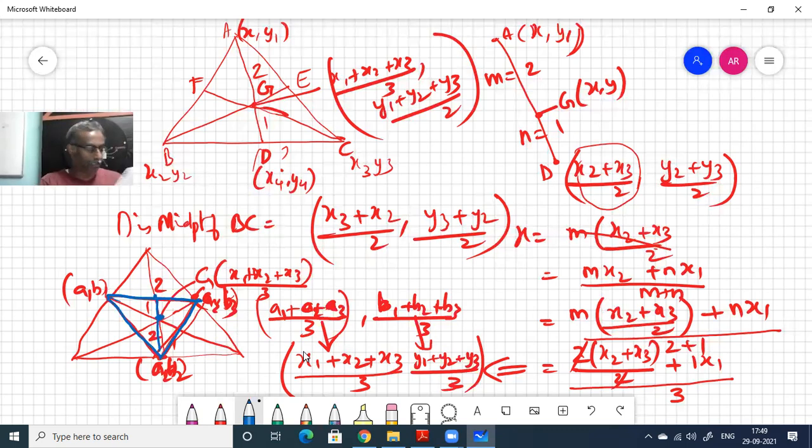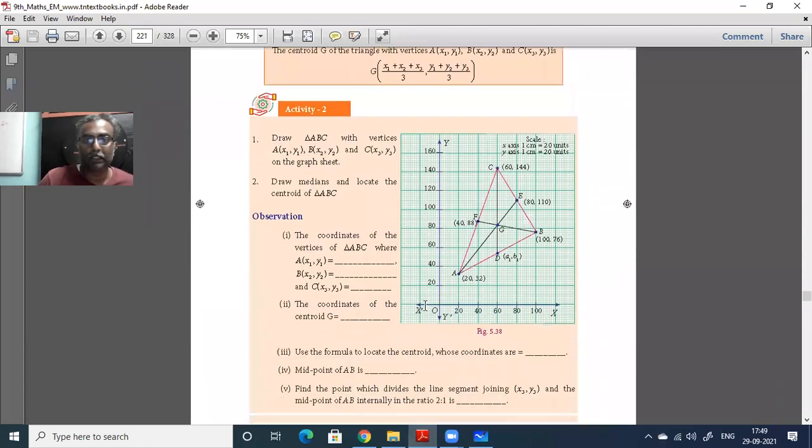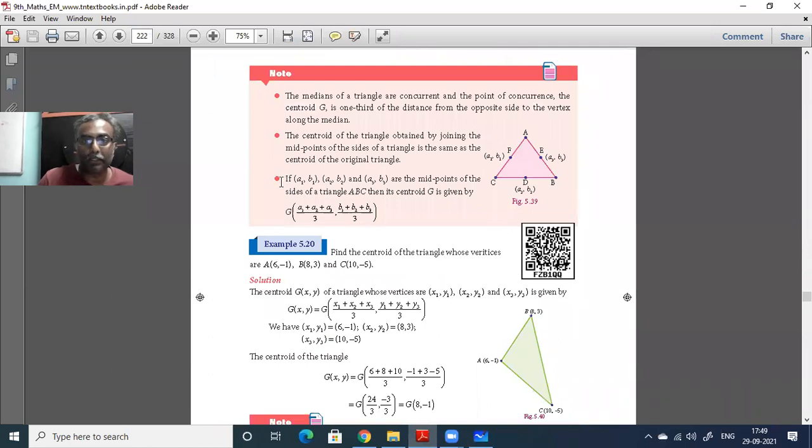Okay, once you got that, let us go and do the note. Euler line is a very advanced thing. Let us come back to that when we do this exact problem. Meanwhile, let us do example 5.20. Then you will understand easily. Activity and all, we don't want, no time. This is what I told.